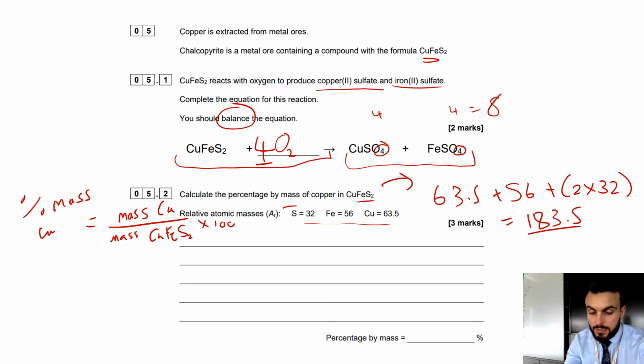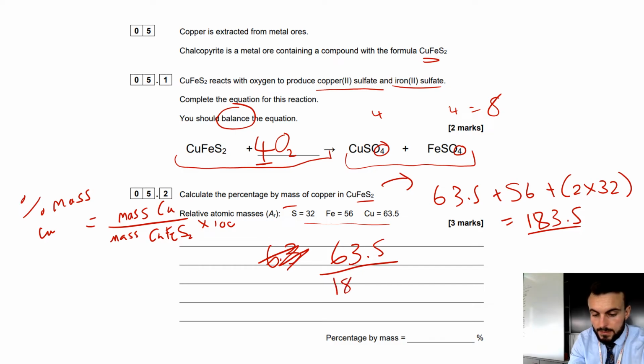So that's the CuFeS2 mass, and then we're going to do copper's mass divided by the mass of the whole thing times 100, and you get 34.6.